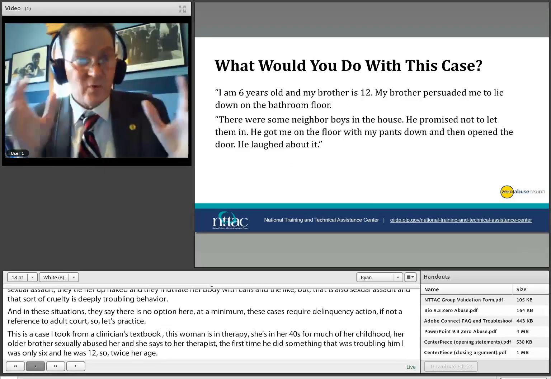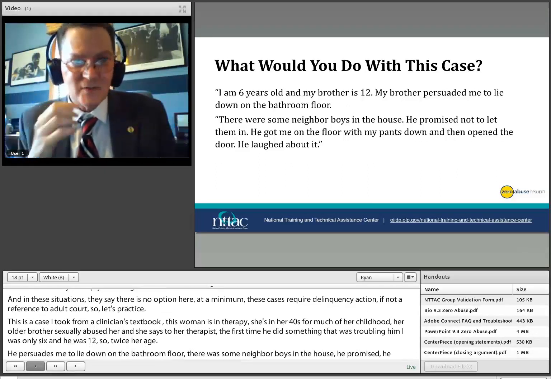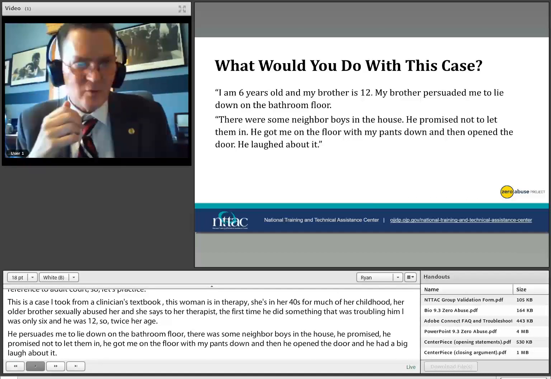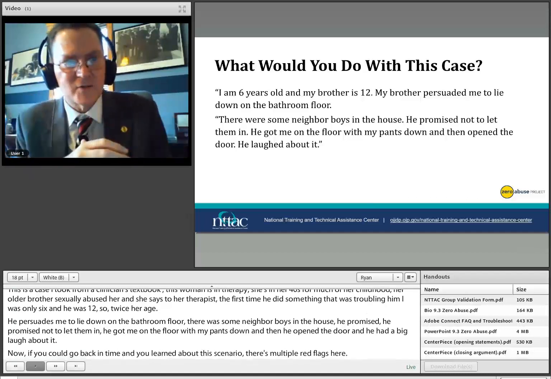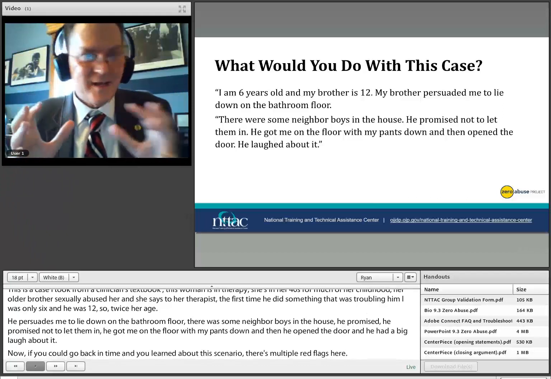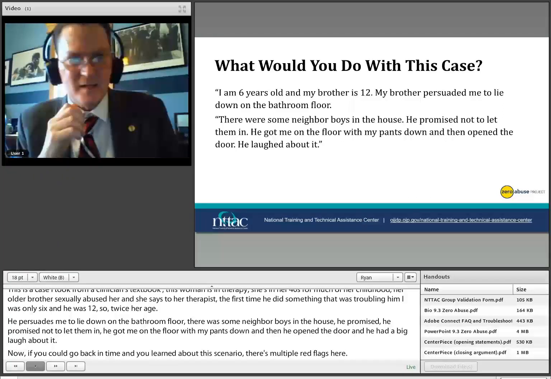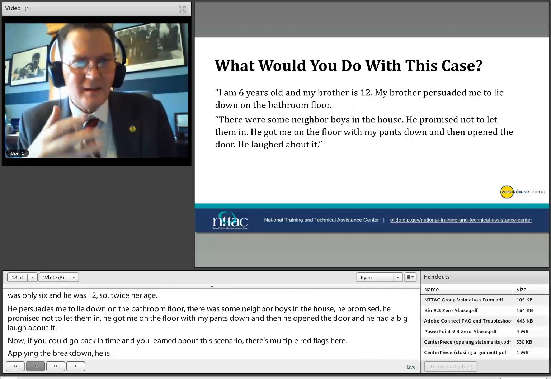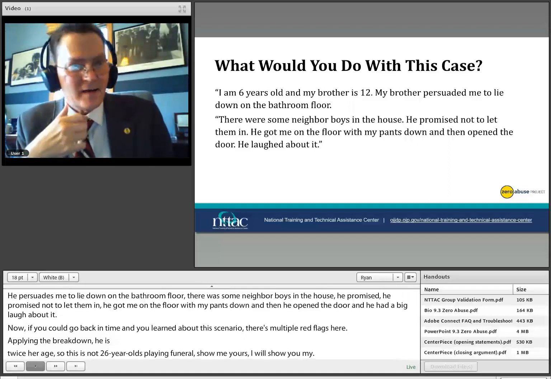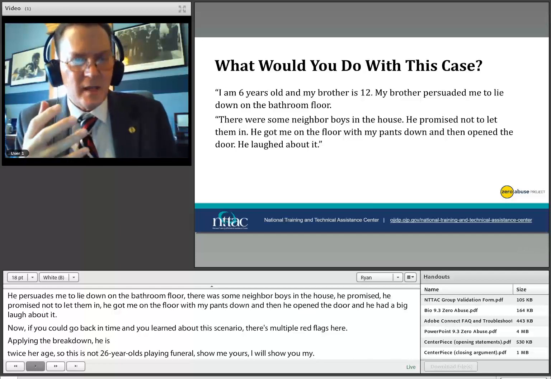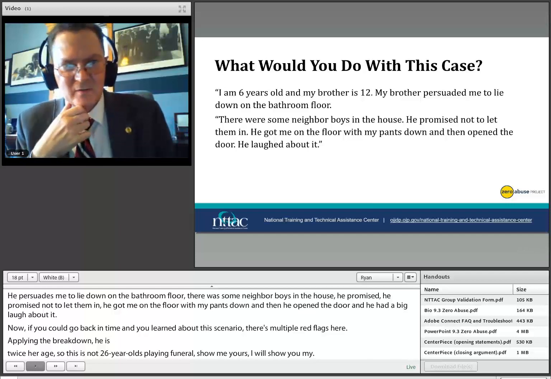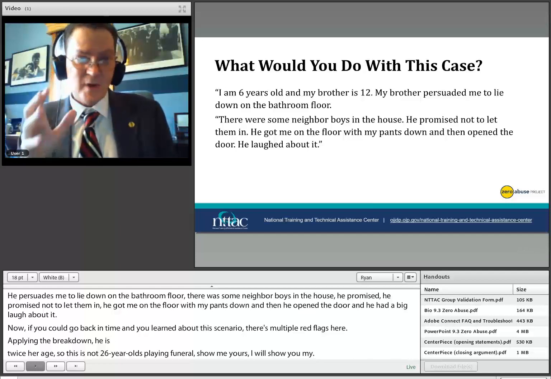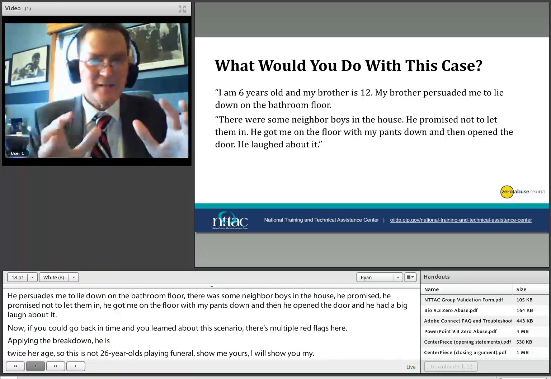This woman is in therapy. She's in her 40s. For much of her childhood, her older brother sexually abused her. And she says to her therapist, the first time he did something that was troubling, I was only 6 and he was 12, so twice her age. He persuades me to lie down on a bathroom floor. There were some neighbor boys in the house. He promised not to let them in. He got me on the floor with my pants down, and then he opened the door, and he had a big laugh about it.